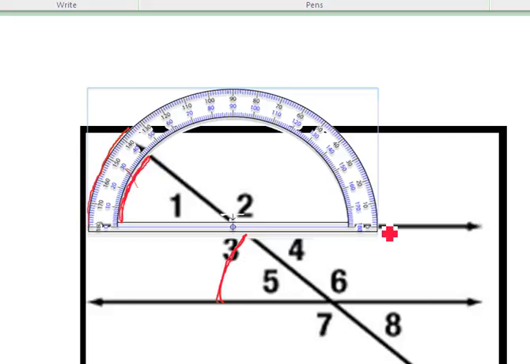I measure all the way over, starting at 0, going all the way around the protractor. And here's my stopping point. Actually, it's not my stopping point. The line goes through, it looks like, at 140 degrees. So my stopping point will be here at 140 degrees. So the measure of angle 2 is 140 degrees.